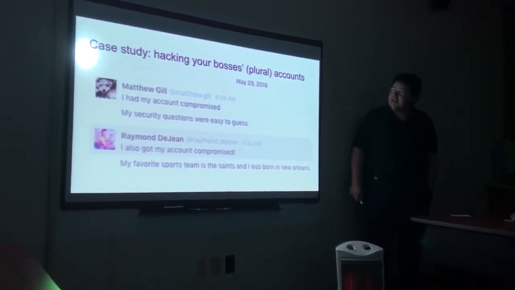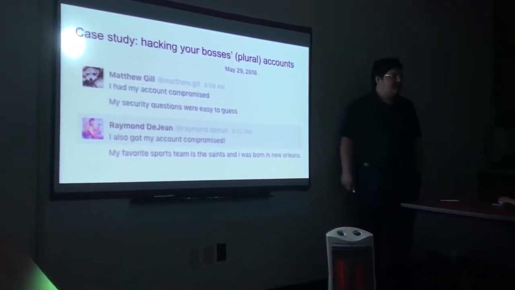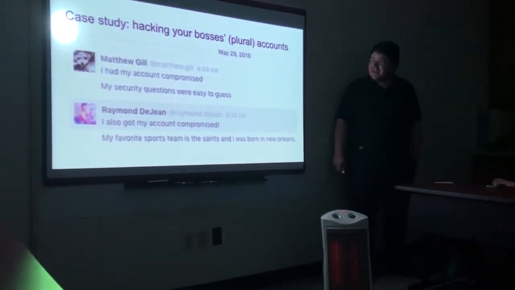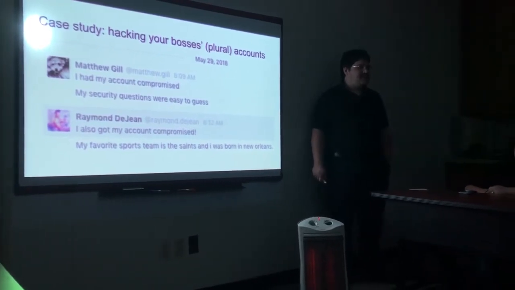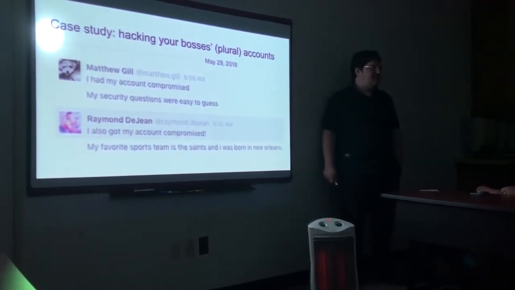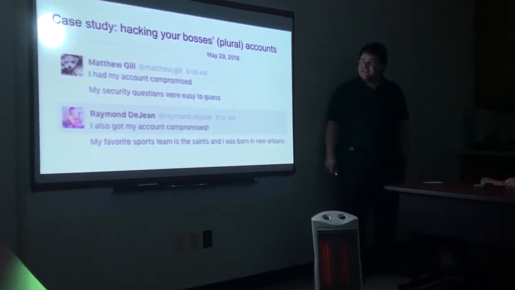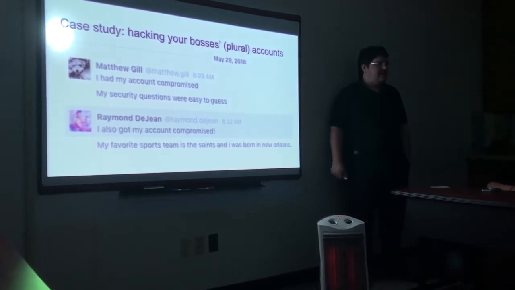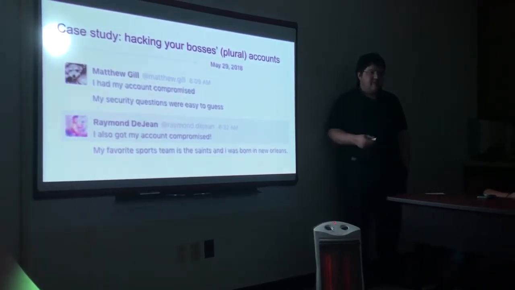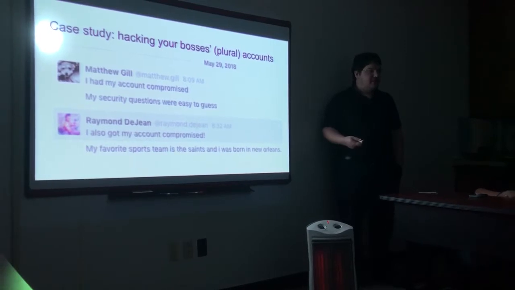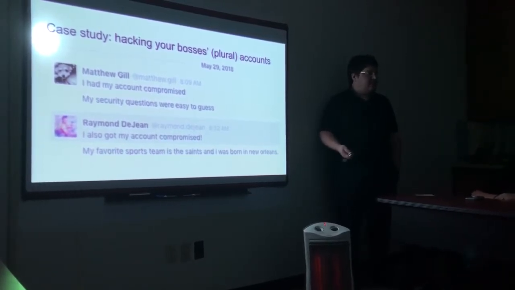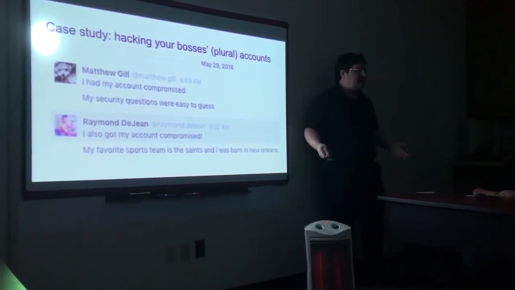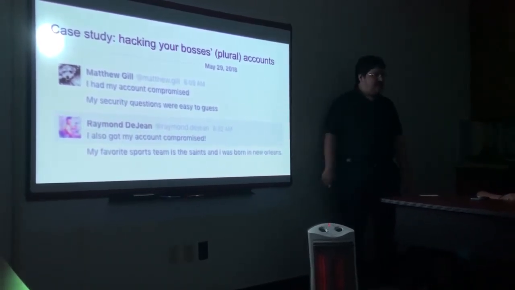So a case study would be hacking your boss's Pluralsight accounts. Matt Gill and Ray Dejean have security questions, something to the effect of, what street did you grow up on? It's very easy, if you know Ray Dejean's full name, to look up who his father is online, and then, once you know who his father is, figure out where his father lived. Once you know that address, that's likely the address that Ray grew up on. So once you know the street that Ray grew up on, that's the answer to a security question.